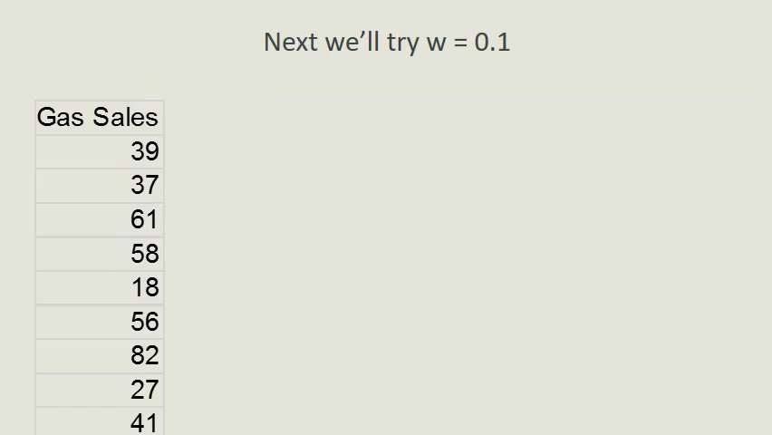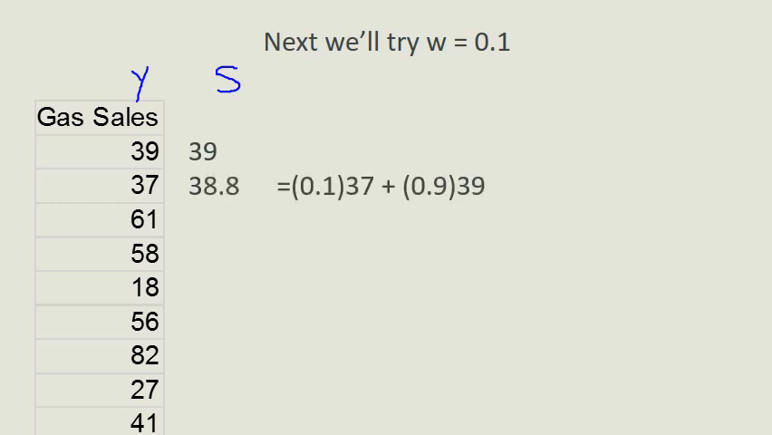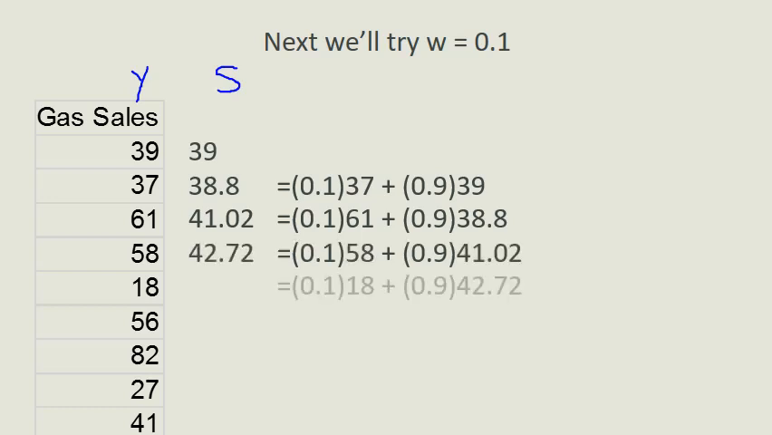So let's try a smoothing constant of 0.1. We would expect to see a lot of smoothing with a number this low. We begin like before by setting S1 equal to the first data point, or 39. And again, S2 depends on S1 and Y2. We get S2 equal to 38.8. And then S3 depends on S2 and Y3 and is equal to 41.02. And the rest of them follow the same pattern.